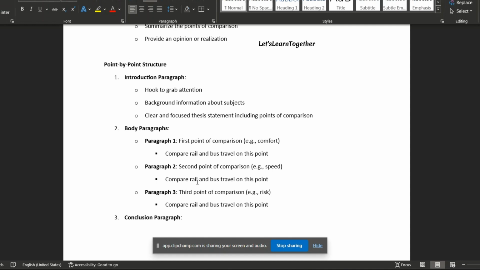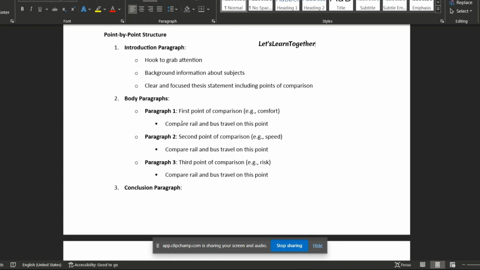For example, if you want to talk about viruses and bacteria in your compare or contrast essay, then what are the features of comparison? It can be size, it can be their cellular structure, it can be about how contagious they are, right? These are specific features. So in every body paragraph you have to talk about one specific feature. In that way you can have multiple body paragraphs.